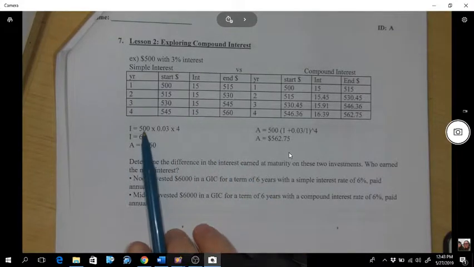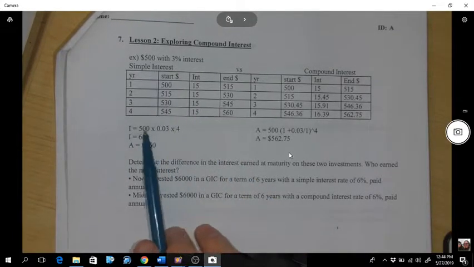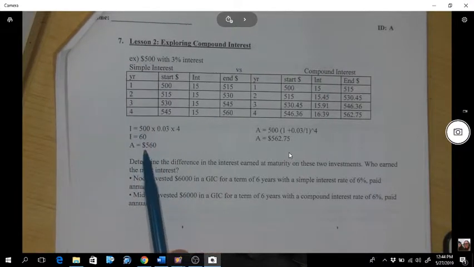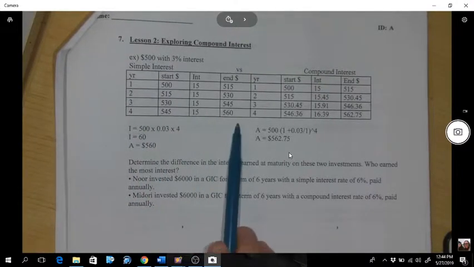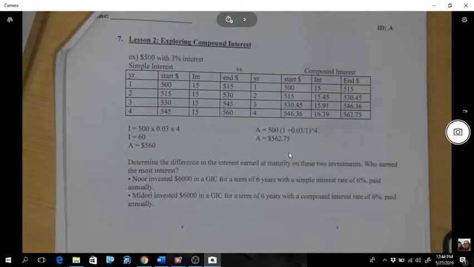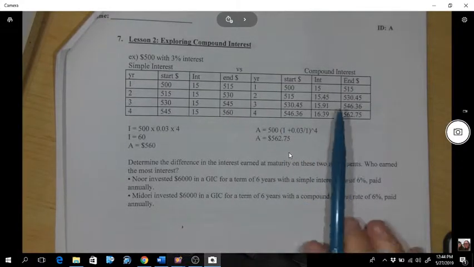Or if you do this the formula way, you have PRT, so 500 times the rate times 4 years we did, you end up with 560, which matches that. Okay, but now compound interest is that you're always basing it off of the new amount, not the principal amount.